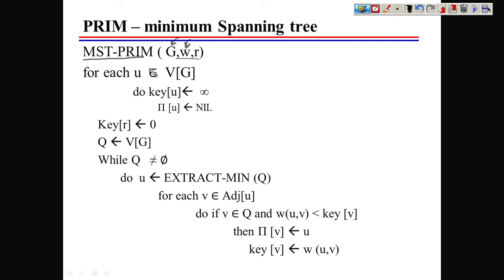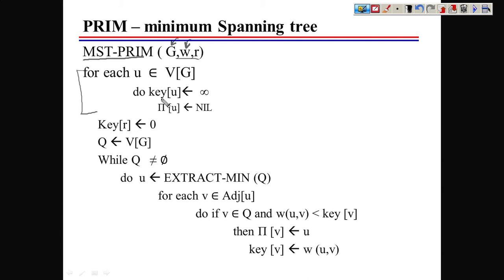When you pass the three parameters, then we need to do these three things initially. So this is called initialization. So initially what is required: for each u that is a part of the vertex set of this graph, or you can say for each vertex that is a part of this graph, do key[u] = infinity. We are assigning every vertex the infinite value, and we are calling it the key value of this vertex as infinite.